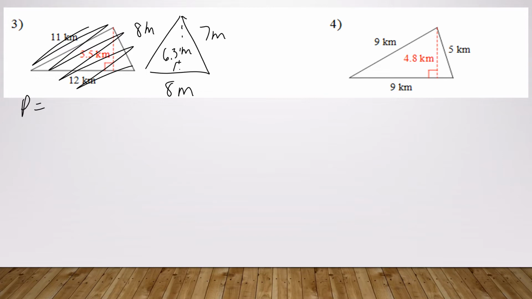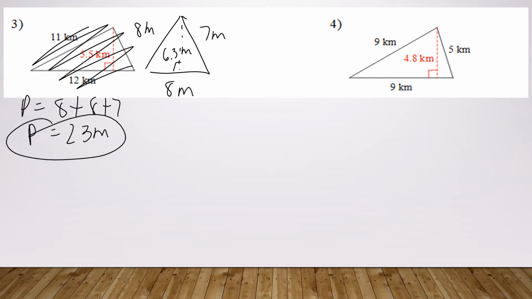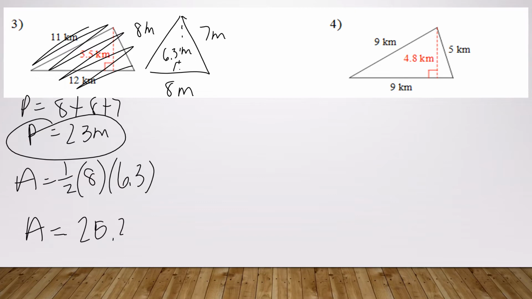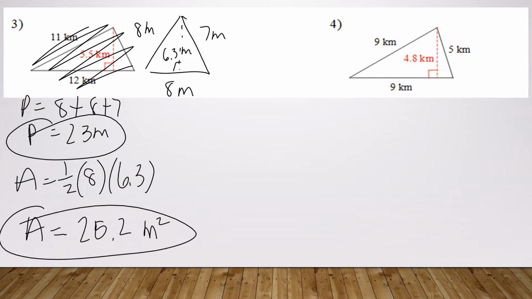Okay, so perimeter is adding up all the outside lengths. So 8 plus 8 plus 7 would be 23 meters. And then the area is 1/2 base times height. Now the base and the height are perpendicular to each other, so they form a 90-degree angle. So if I multiply those three things together and put it in my calculator, I get 25.2 meters squared.